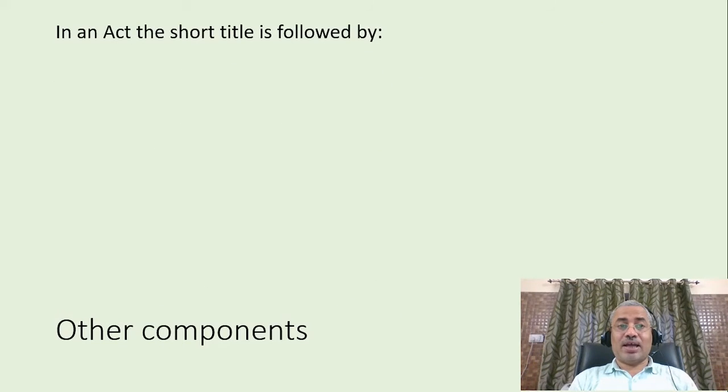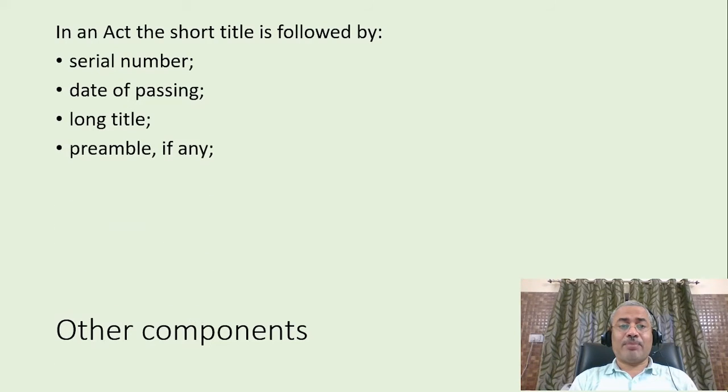Other components of the Act. Following the short title are the serial number, date of passing, long title, preamble, if any, and the enacting formula. It is not necessary that there will always be a preamble. So out of the five things, apart from the short title, the preamble is given if required or desired by the legislature. Otherwise, the four are almost mandatory.